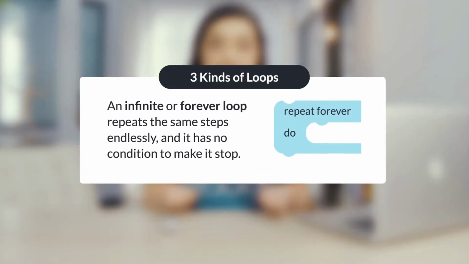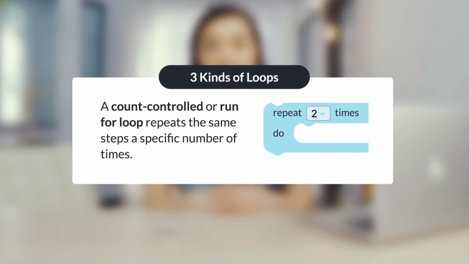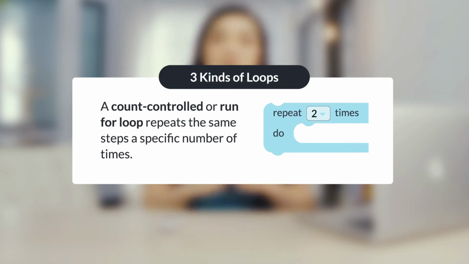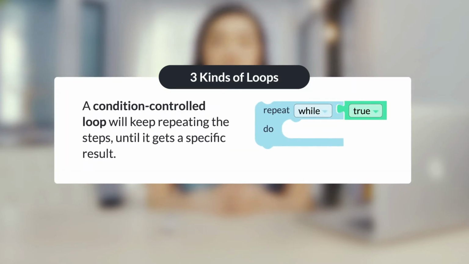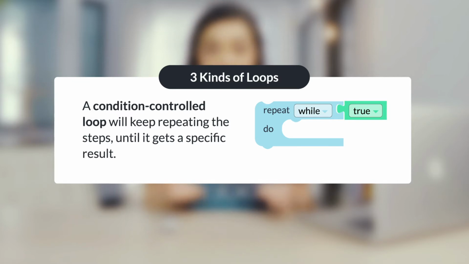There are three different types of loops. An infinite or forever loop repeats the same steps endlessly, and it has no condition to make it stop. A count-controlled or run-for loop repeats the same instructions for a certain number of times. A condition-controlled loop will keep repeating the steps until it gets a specific result. Today, you will explore the forever loop and the count-controlled loop.